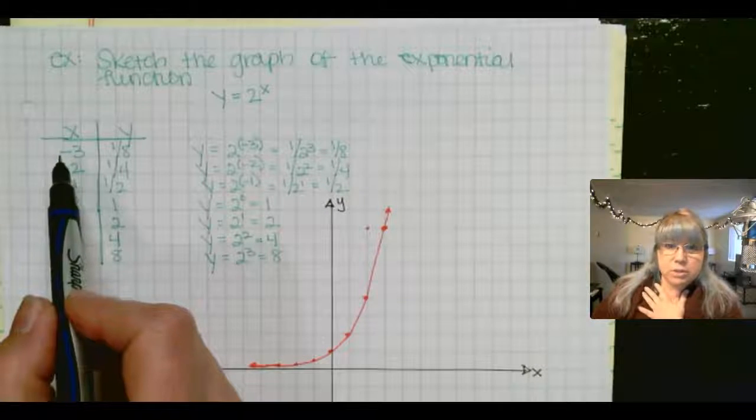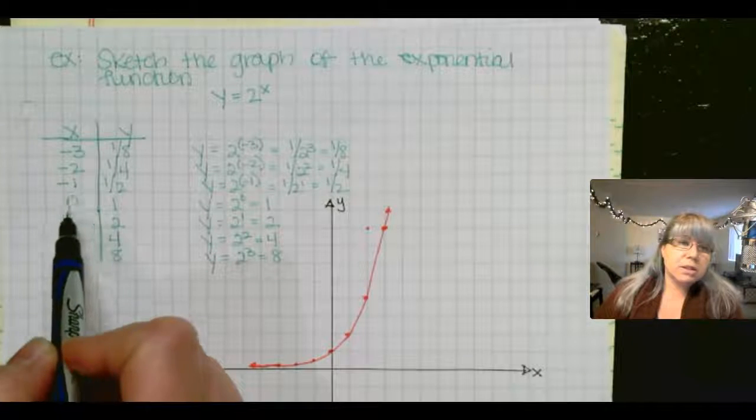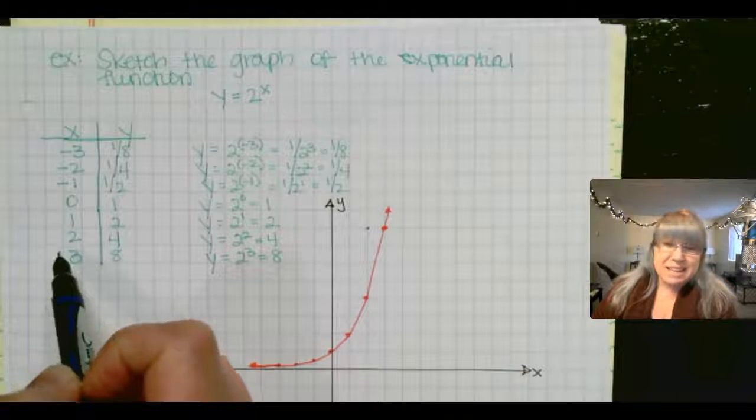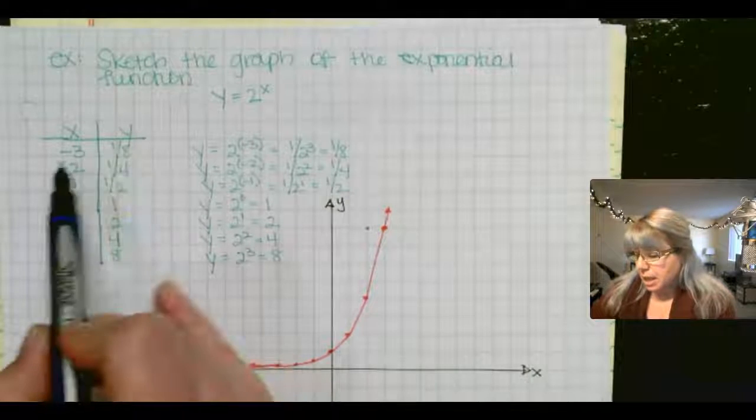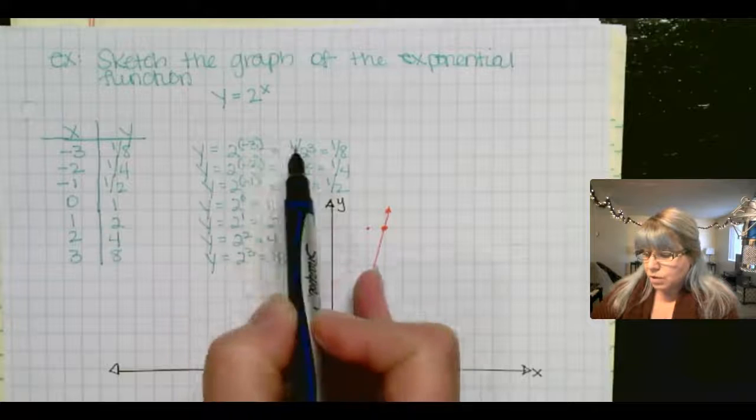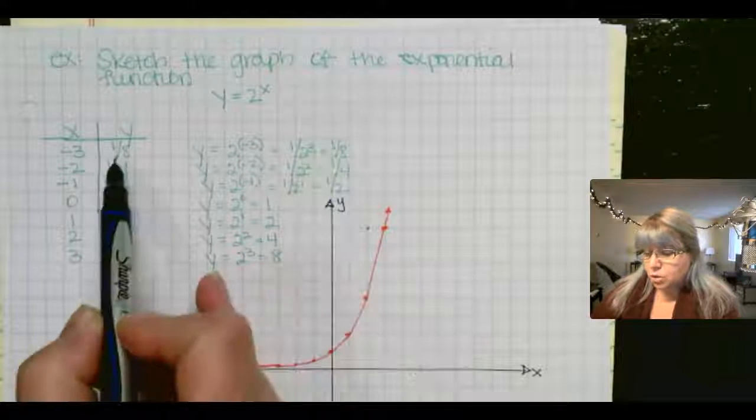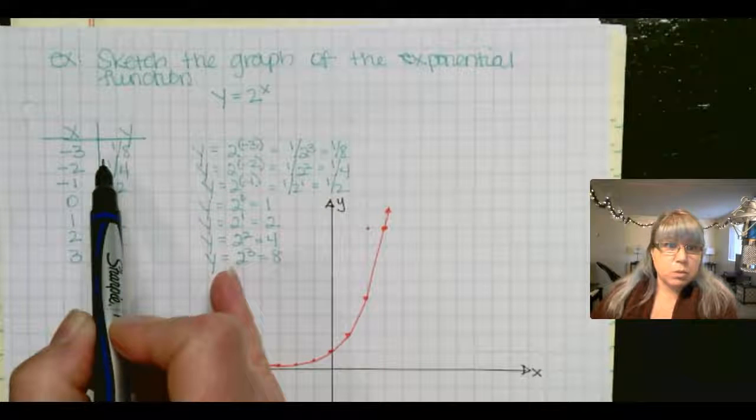Right? I'm going to determine what values of x, so I'm going to choose -3, -2, -1, 0, 1, 2, 3. Kind of pick easy ones for me. Plug in y, 2 to the -3, well that's 1 over 2 cubed, which is 1/8. So the corresponding value of -3 is going to be 1/8.